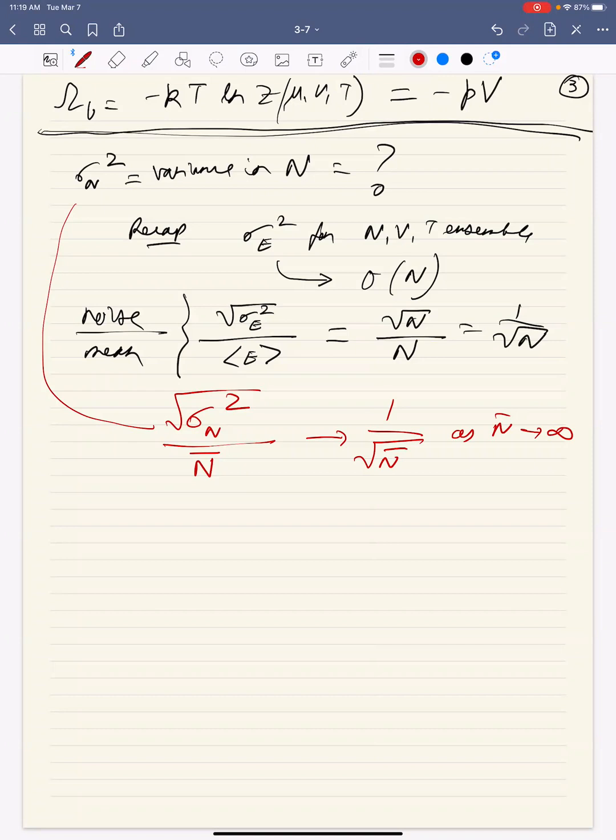So let's try to derive it. In order to do this, what do we have to show? We will have to show that sigma N is proportional to square root of N, right? That's how we will get that. So this is what we would like to show.